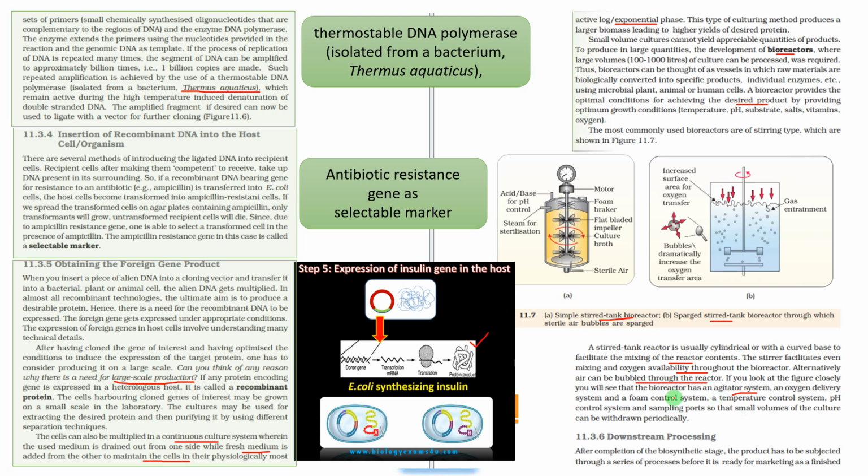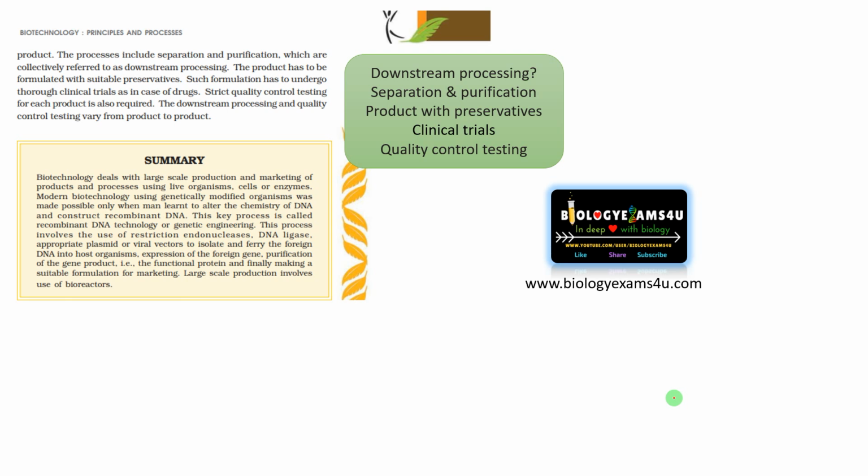The final portion of this chapter is downstream processing. What do you mean by downstream processing? So this is a summary of downstream processing. The protein that is produced in bioreactors is separated and purified. The protein must be purified. Then the product is added with certain preservatives or formulations. Suitable preservatives are added to the product. Then this should undergo clinical trials in the case of drugs, in rats, chimpanzees, etc. Before finally releasing that drug into the market, there is strict quality control testing for each product before the product is finally released into the market.